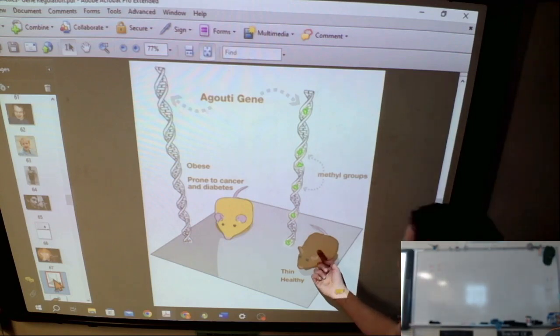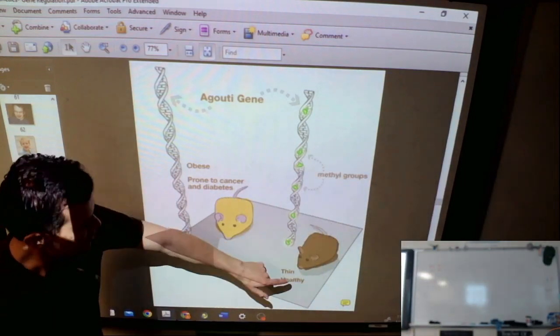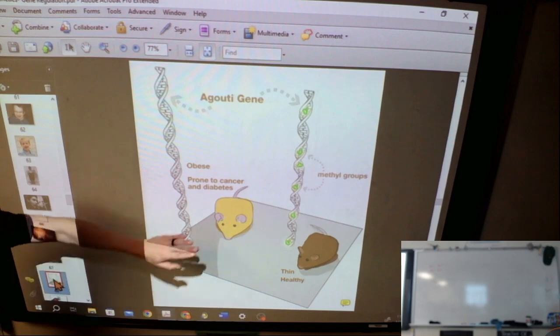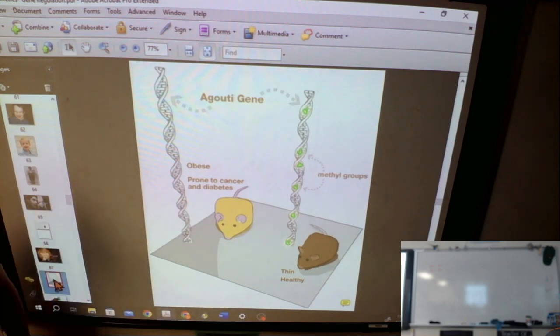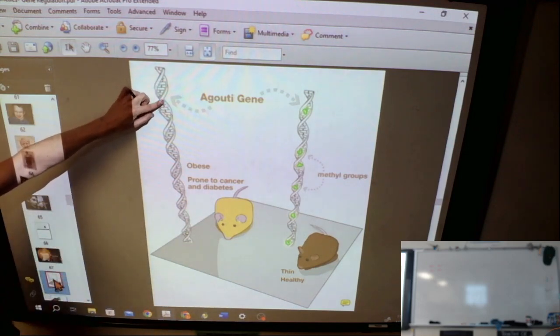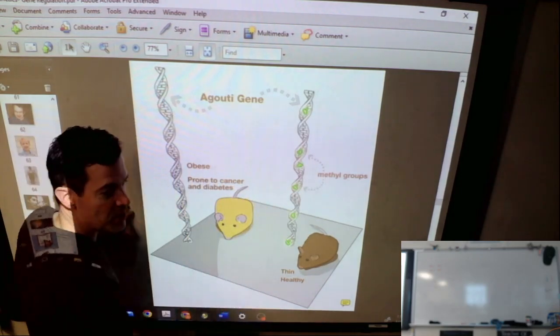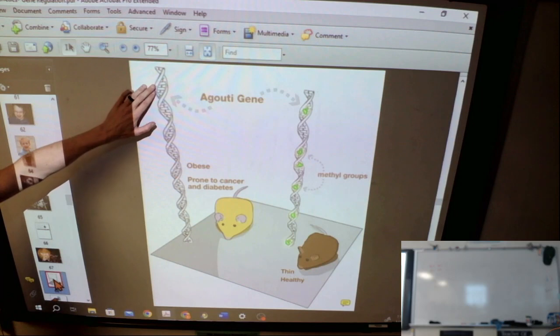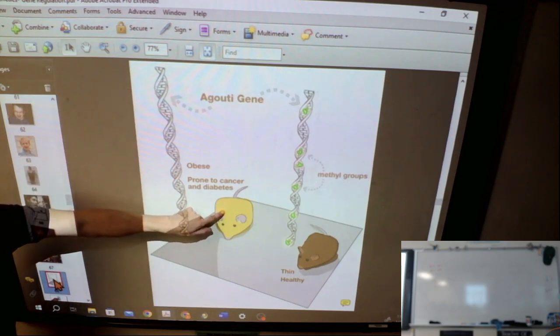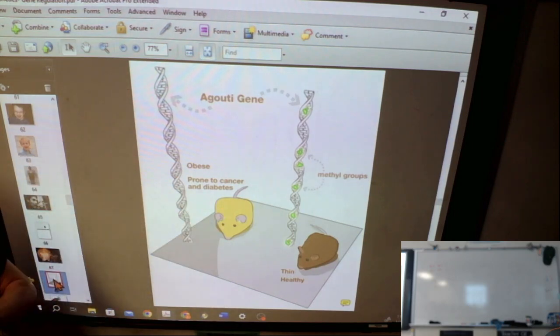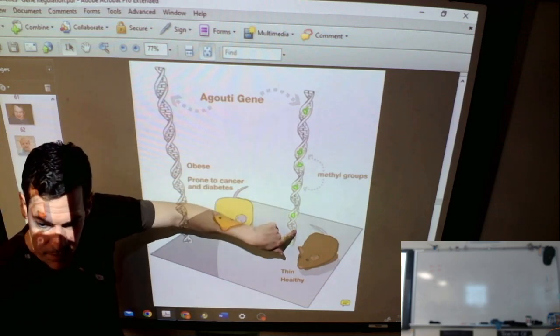So I've got this mouse, and we'll just call this typical. This is the typical mouse, and then this is the agouti one, so he's going to have all these health problems. I've got the agouti gene. That agouti gene is supposed to be methylated, which means it would be off. If the agouti gene is on, I'm like this. If my agouti genes are off, I look like this.